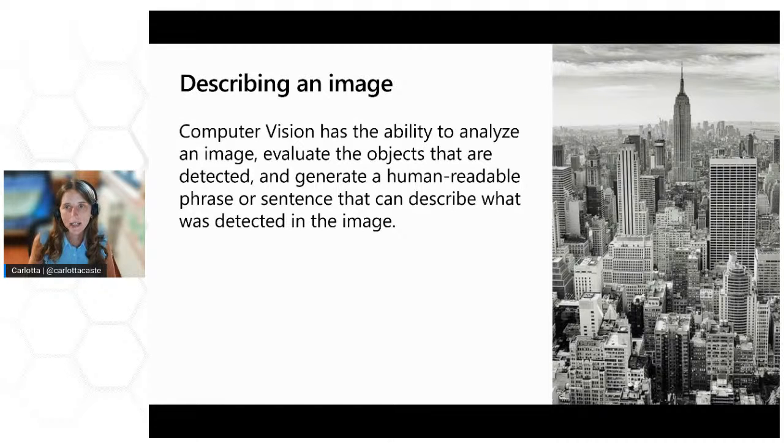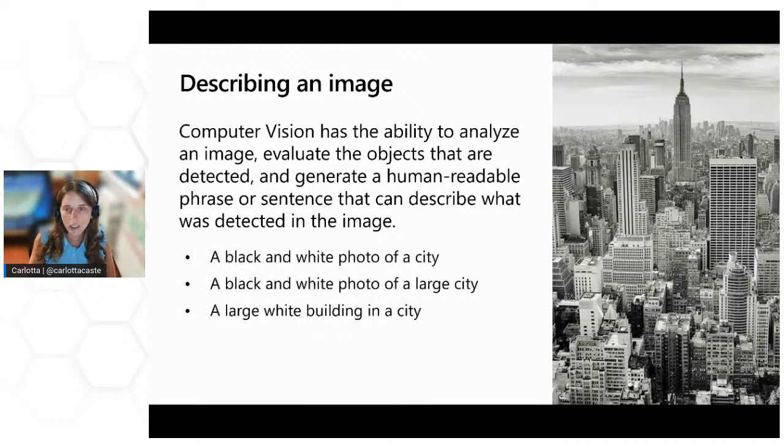Let's consider as an example the image of the Empire State Building we have in this slide. The result from the service for this input image will be these three sentences. A black and white photo of a city, which is, I think, a good description of this image because it's a black and white photo of New York City. A slightly different description is the second sentence: a black and white photo of a large city. Here we have a more detailed description because we know that this city is a large city, and I think it's accurate because New York City is a very big city.